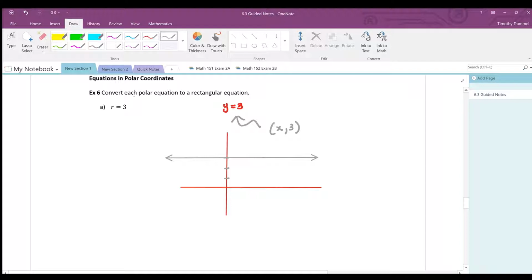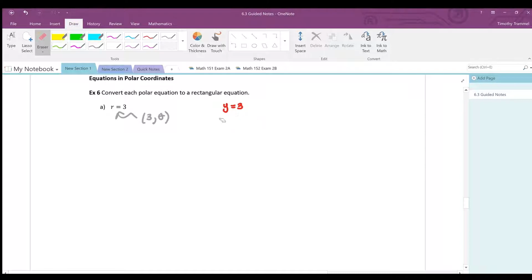And so we're going to say the same thing over here. This is going to be the collection of all points where r is equal to 3 and theta can be anything. So let's go ahead and we're going to try and sketch that. Alright, here are our axes, and I want to label up to 3 in every direction.